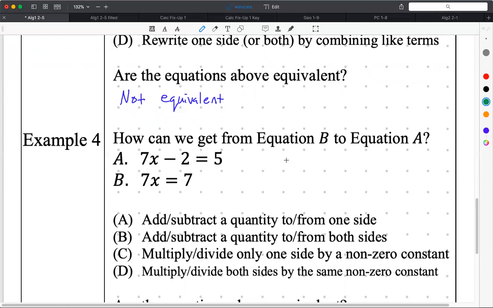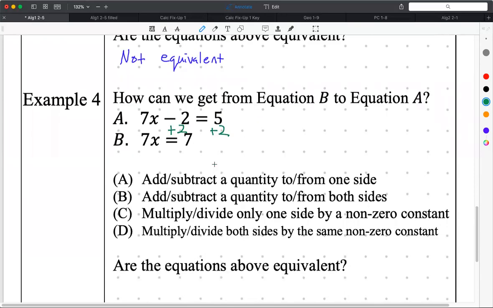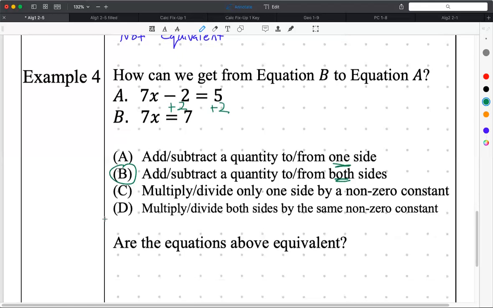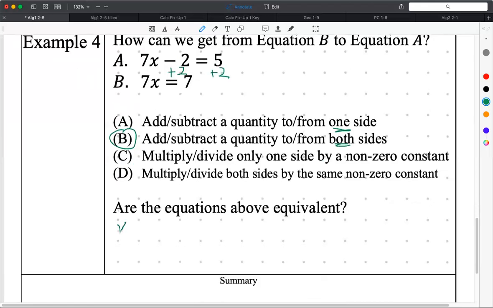Well, you could get rid of the 2 if you just added 2, but you could add it to both sides, and then 2 plus 5 equals 7. Okay, yeah, so we're adding something to both sides. So the correct answer is B. And because we kept both sides equal, the answer here is yes, they're equivalent.